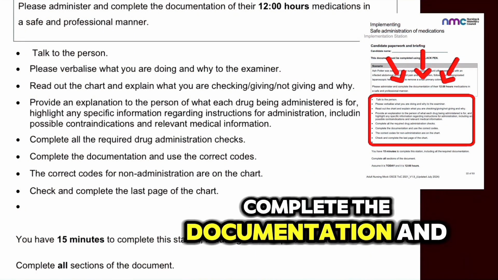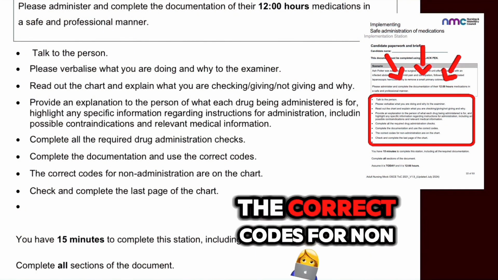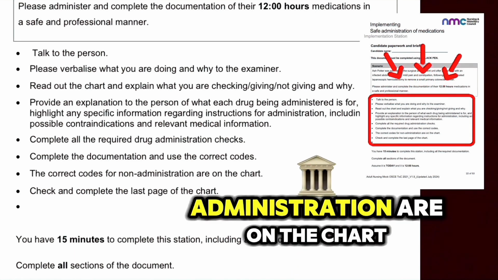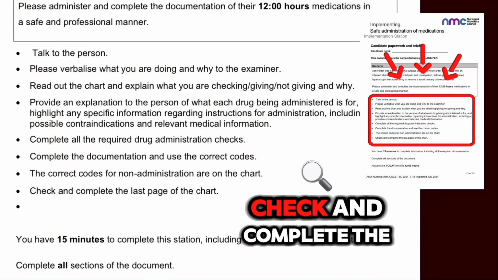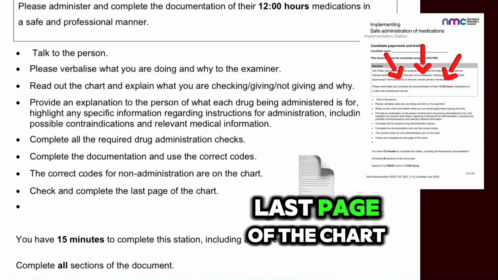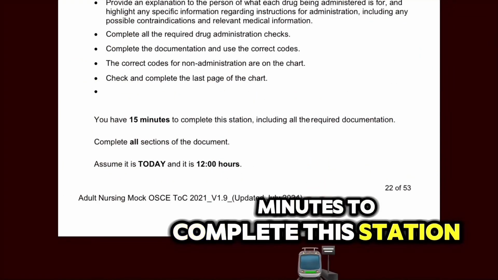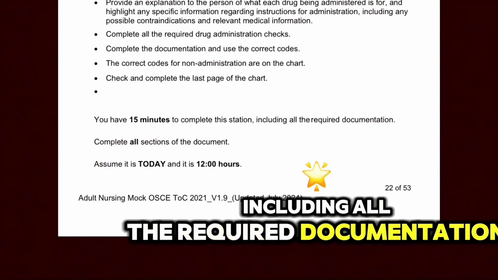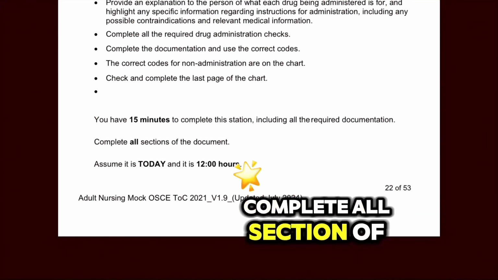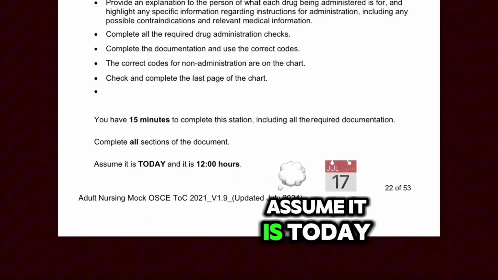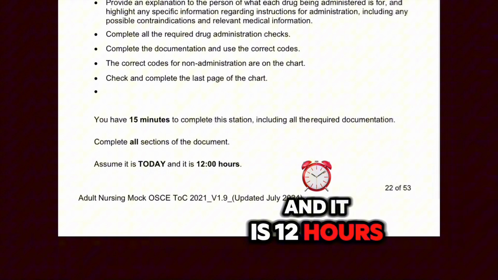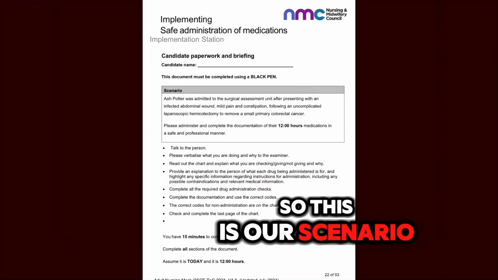Complete the documentation and use the correct codes. The correct codes for non-administration are on the chart. Check and complete the last page of the chart. You have only 15 minutes to complete this station, including all the required documentation. Complete all sections of the documents. Assume it is today and it is 12 hours. So this is our scenario.